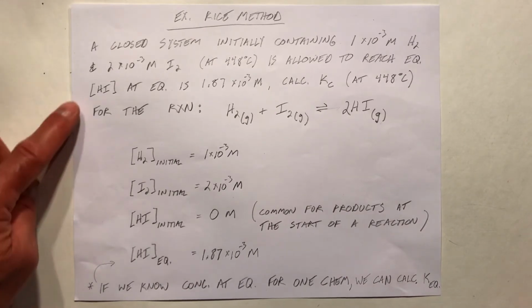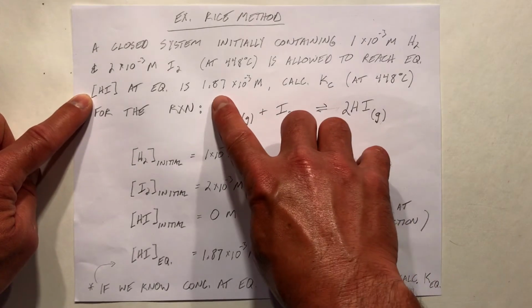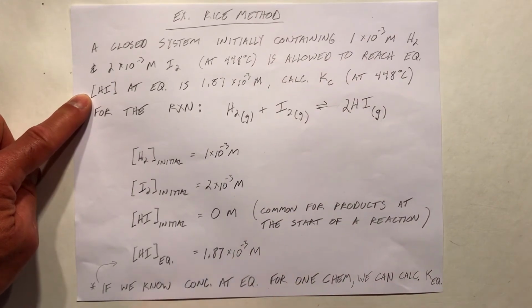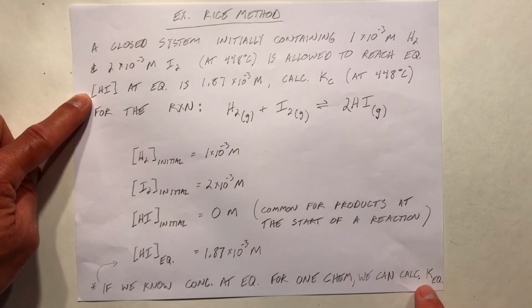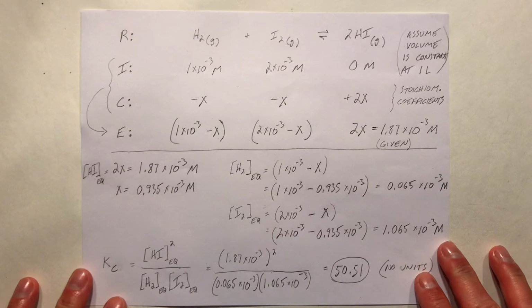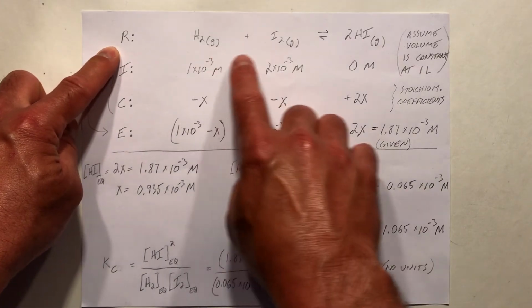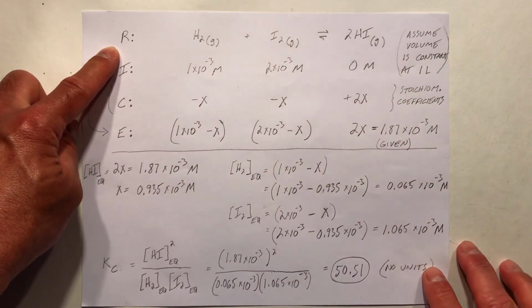Now they also tell us that the concentration at equilibrium for HI is equal to 1.87 times 10 to the negative third molar. That's important. If we know the concentration at equilibrium for one of the chemicals, then we can calculate KEQ. And we do that by using what's called a R.I.C.E table. So here's our reaction. That's our first step. That's R. H2 gas plus I2 gas is in equilibrium with 2HI gas.